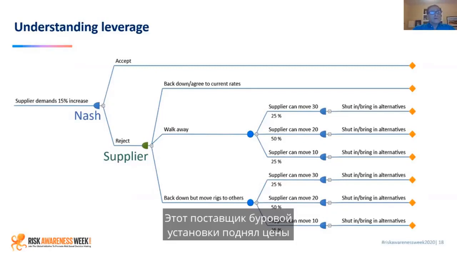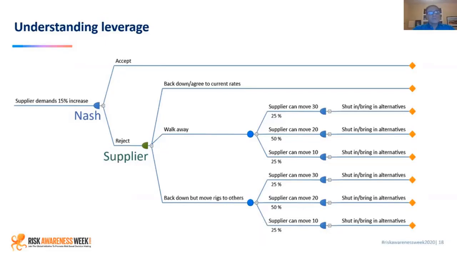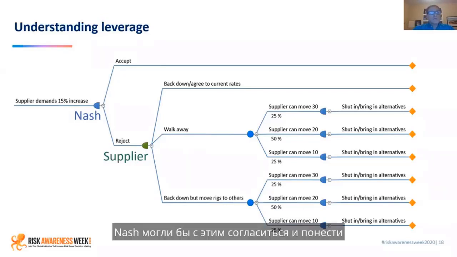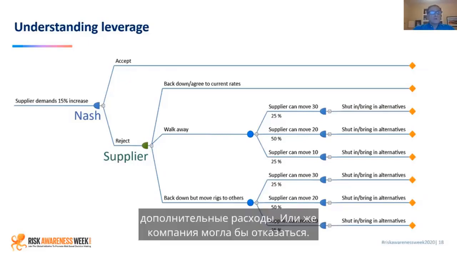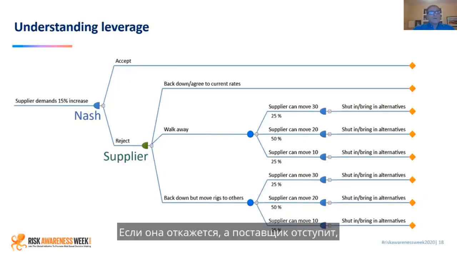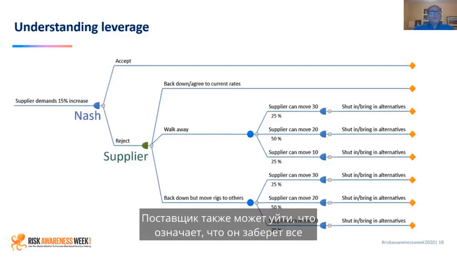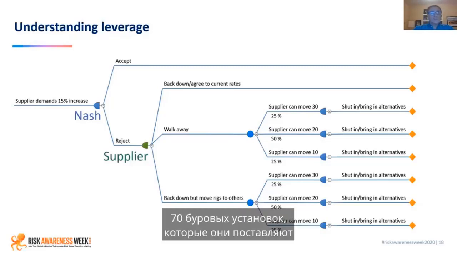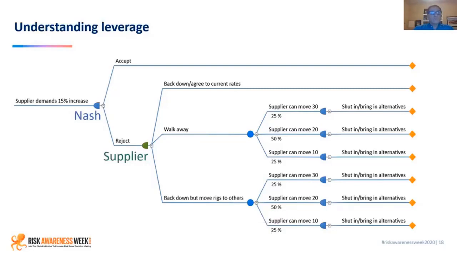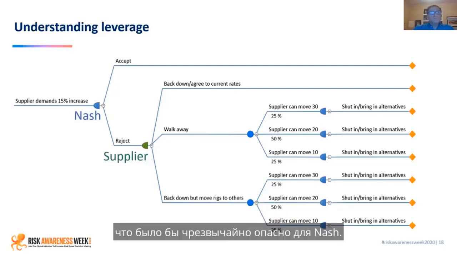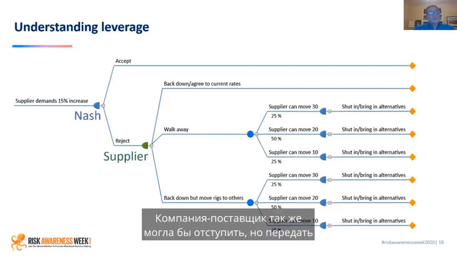And this rig supplier has demanded a 15% increase in price from Nash. Nash could accept that and bear those additional costs, or it could reject. If it rejects and the supplier backs down, well, then you're back to the current rates. The supplier could also walk away, meaning they take all of their 70 rigs that they're supplying to Nash and walk away, which would be enormously dangerous for Nash. They could also back down, but move some rigs to other producers.